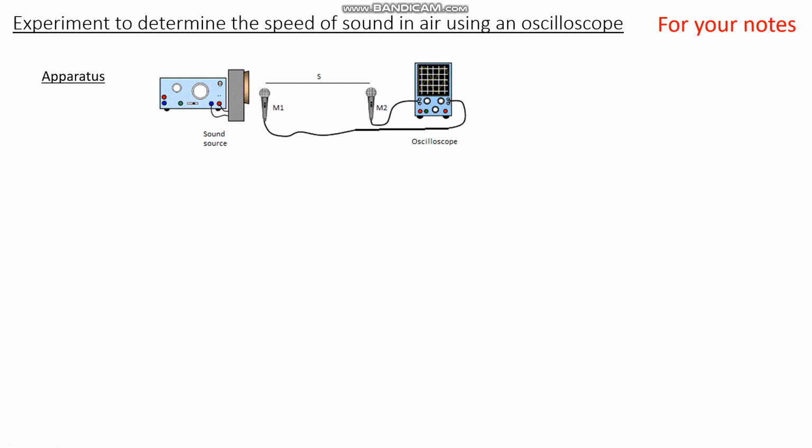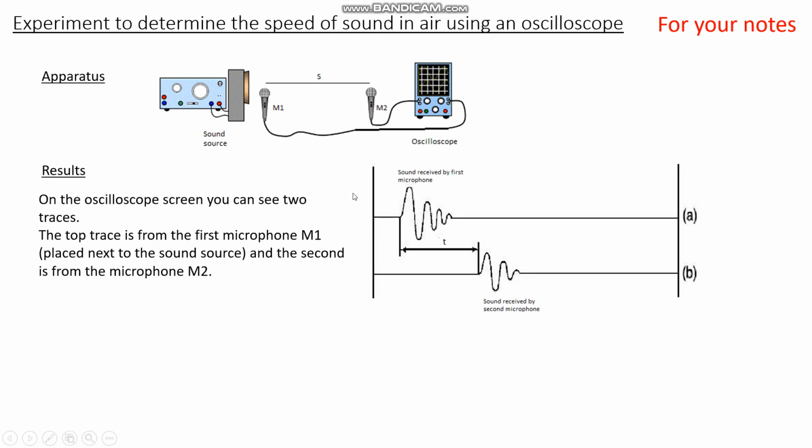Now the idea behind this experiment is that when the sound is made, this microphone here, M1, picks up the sound and sends a signal to the oscilloscope. The sound then travels to microphone 2 and the same thing happens again. A little blip on the oscilloscope screen appears.